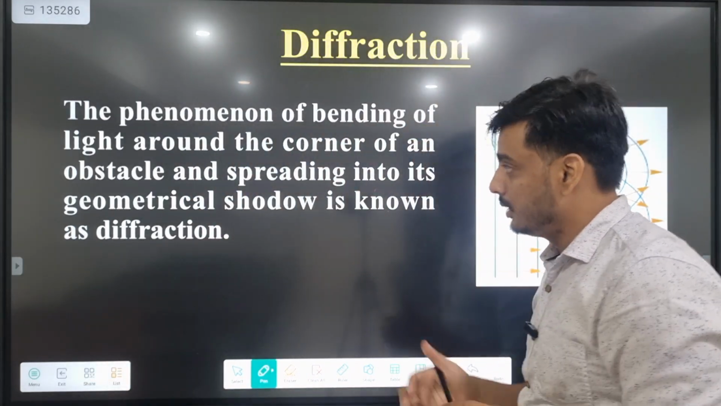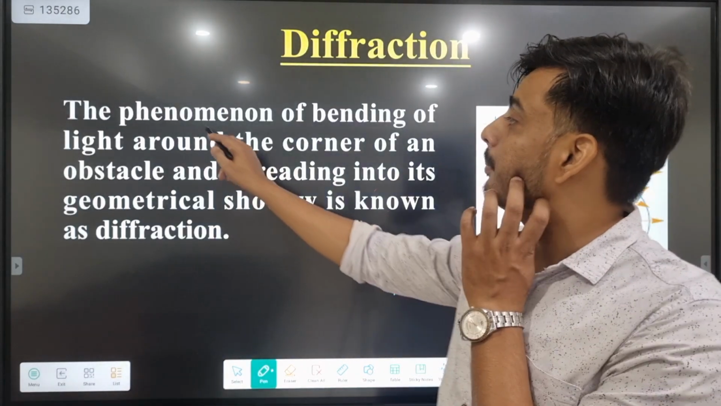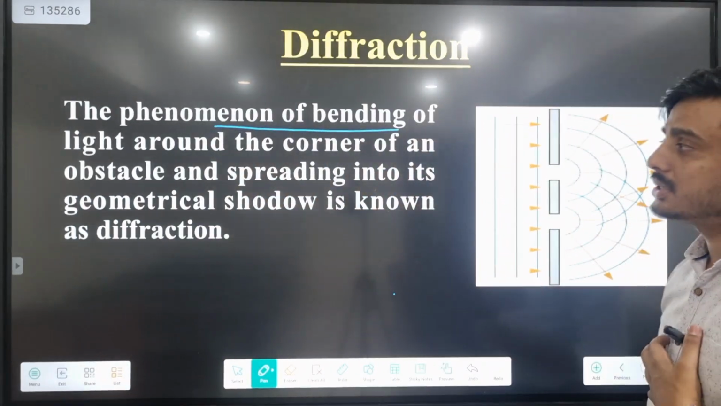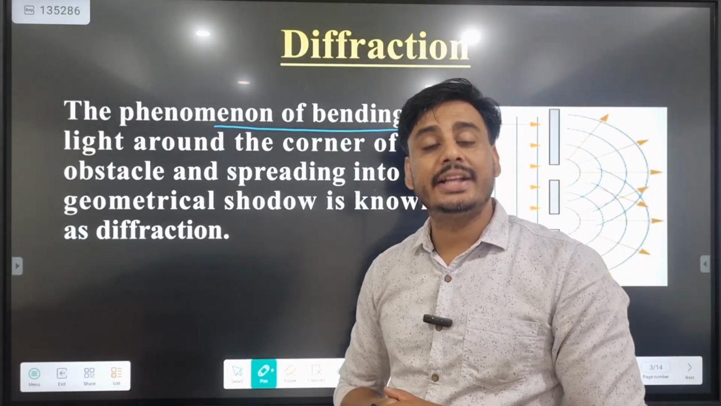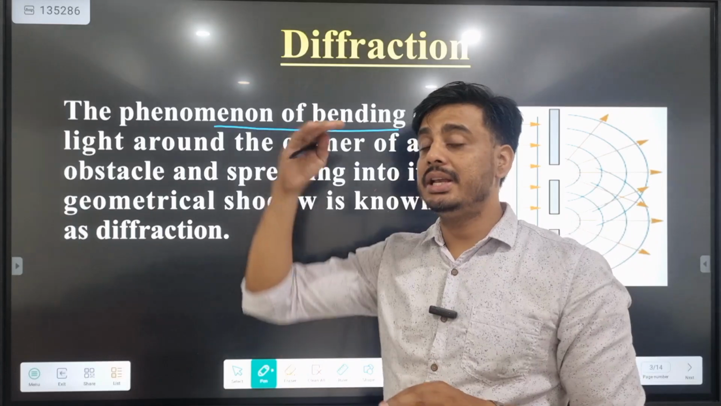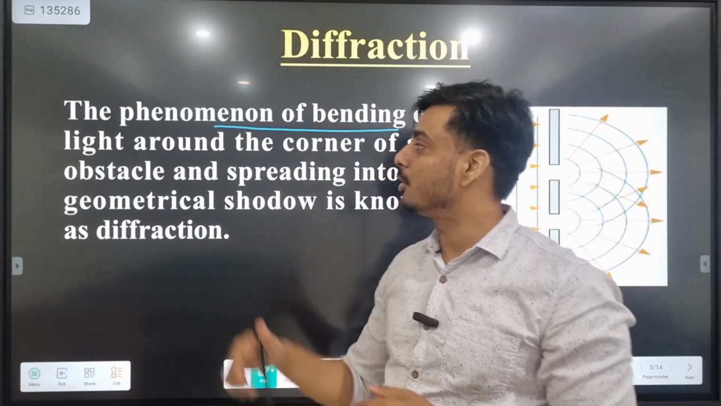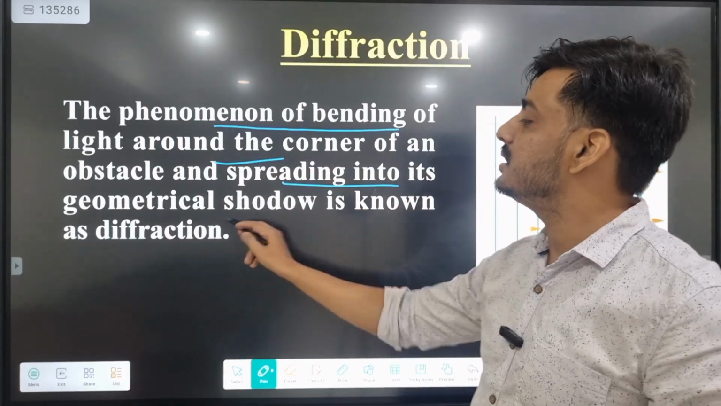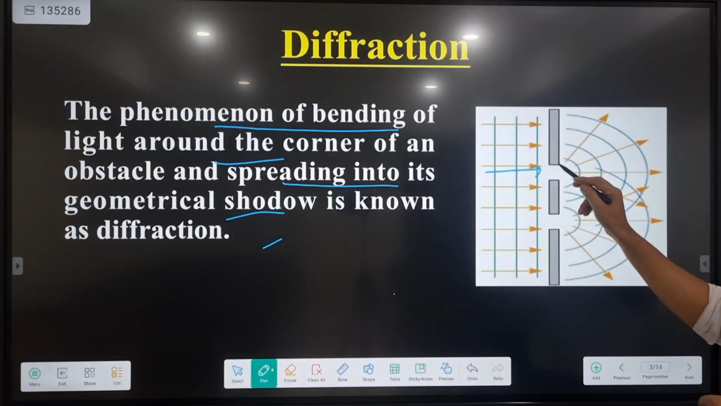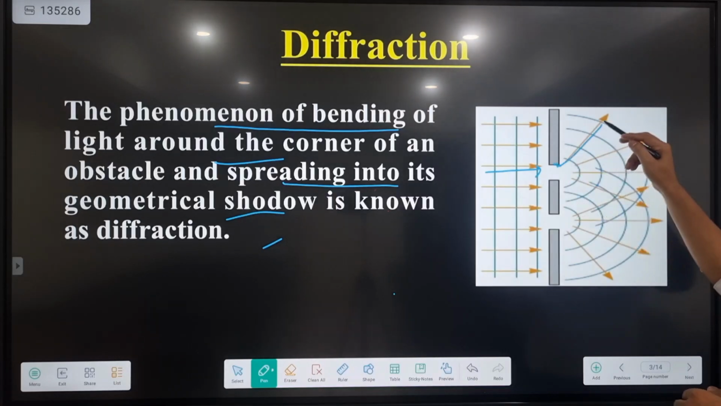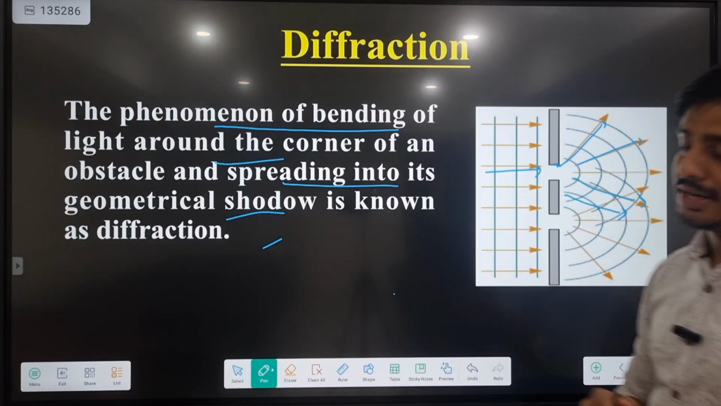Let's go to the definition. Diffraction is nothing but the phenomenon of bending of light around the corner of an obstacle. When an obstacle is present, as in the case of a false ceiling, light strikes it and then slightly bends. That phenomenon is said to be diffraction, and the light spreads into its geometrical shadow. So here is an example. You can see rays of light travelling here. Due to the presence of the obstacle, a part of the light is spreading or bending. That phenomenon is said to be diffraction.